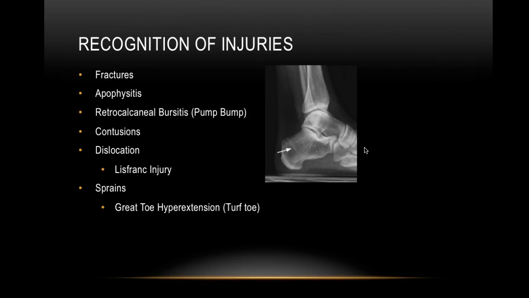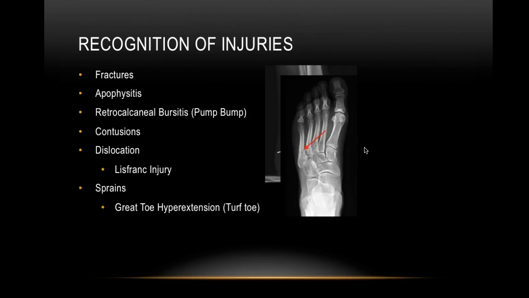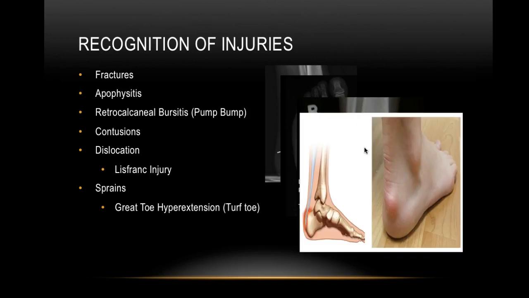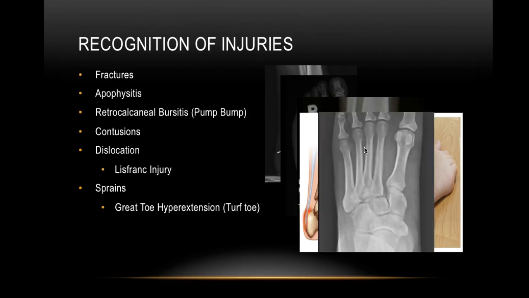And here we have apophysitis. So if you read in your book, this is very common in young athletes. It's similar to Osgood-Schlatter's disease. It's basically the tendon pulling on the bone until it creates this damage in the bone. Then we have things like Jones fractures, avulsion fractures. These are called pump bumps, retrocalcaneal bursitis.